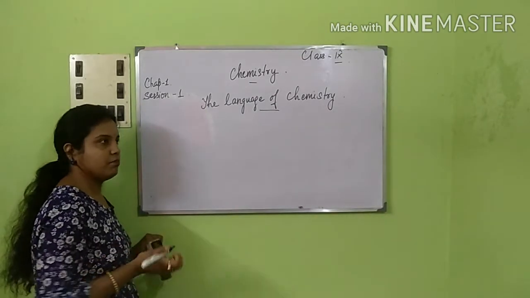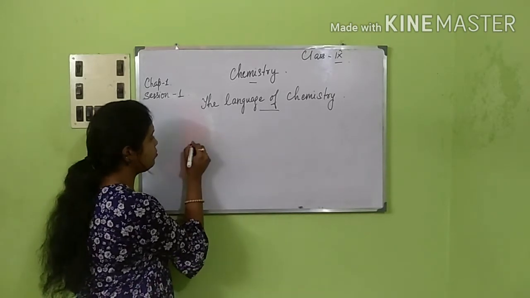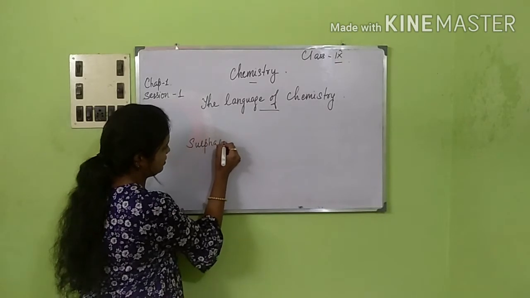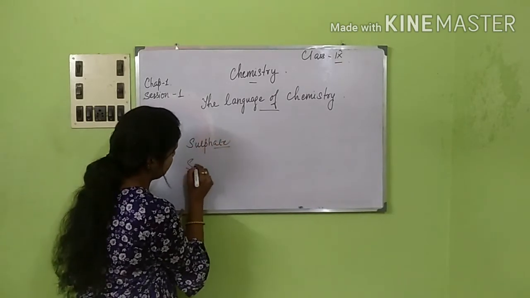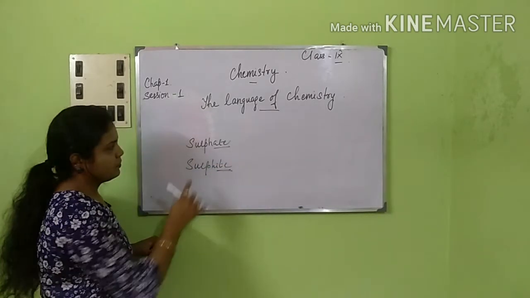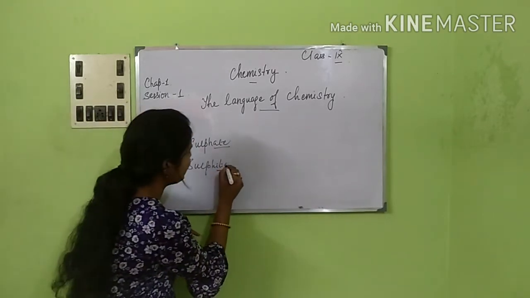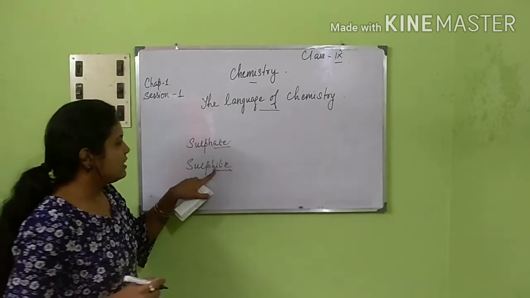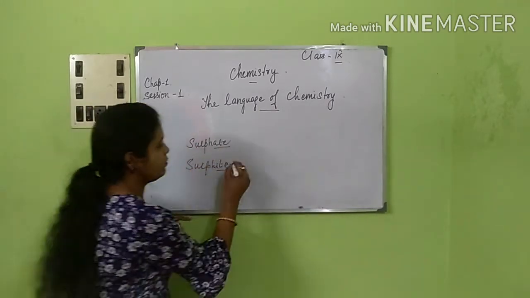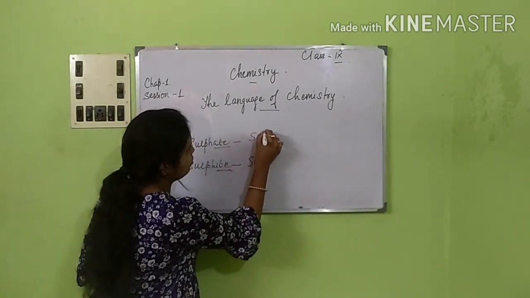Let's take some more examples. Suppose we are using the radicals sulfate and sulfite, ATE and ITE. What is the difference? ITE has less oxygen, ATE has more oxygen. The formula of sulfite is SO3 2 minus, and of sulfate is SO4 2 minus.